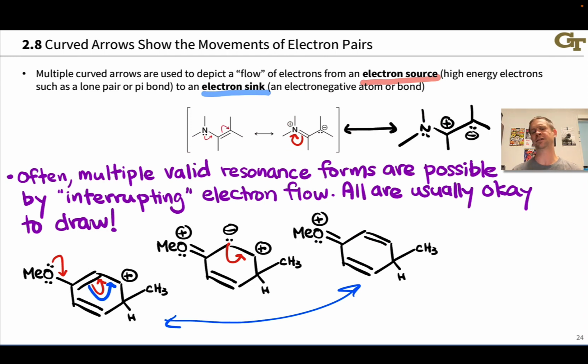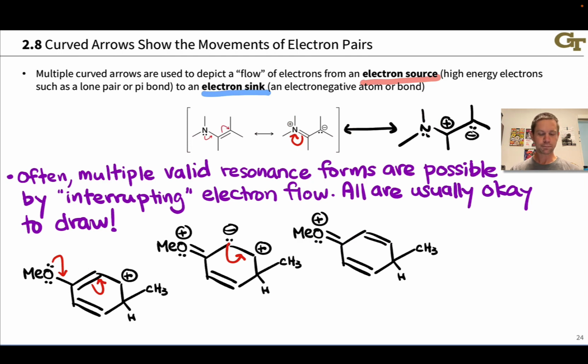So there's some flexibility built into the curved arrow formalism when you're drawing resonance structures. Don't feel like you need to step through the electron flows in a particular way. The first valid electron flow that you see, you can start there and then look for other possibilities when you're drawing resonance forms. It's entirely up to you.